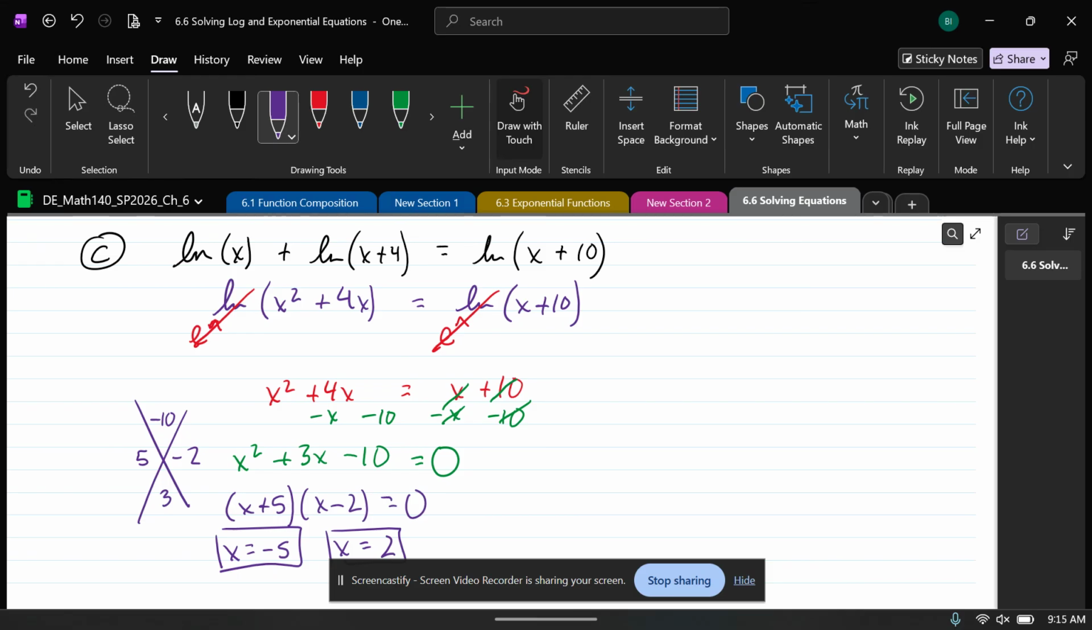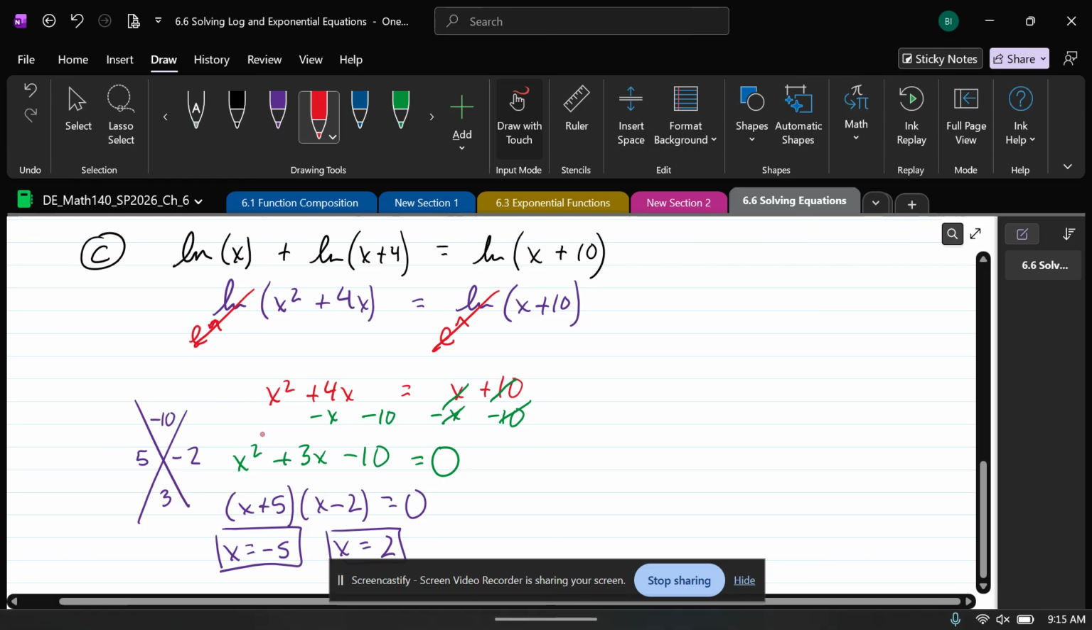Now we want to go check those in the original. Remember, it doesn't really matter what the base of the log is, we can't have a 0 or a negative inside of the log. So if I plug in the negative 5, it screws up on the very first one. Also screws up on the second one. Works in the third one, but if it messes up in any one of them, it's an extraneous solution. So this is extraneous. What about positive 2? Does it work? Yes, we're good.